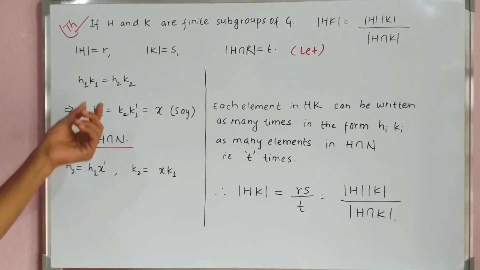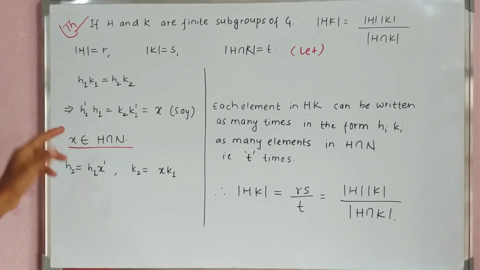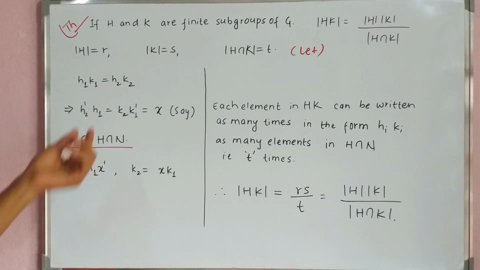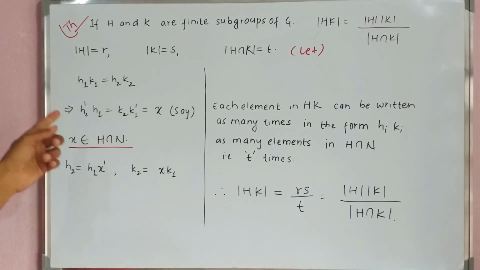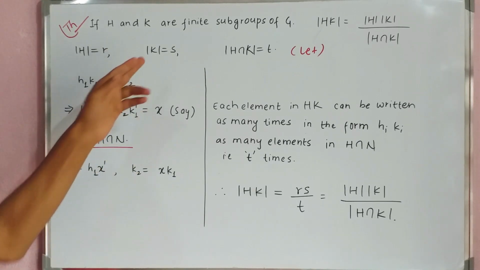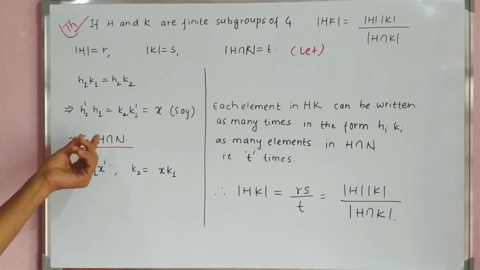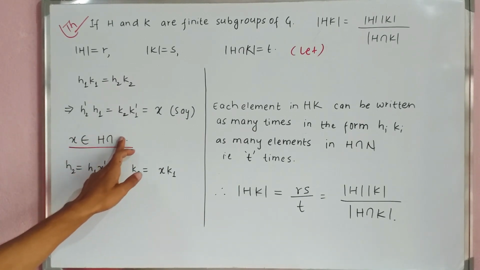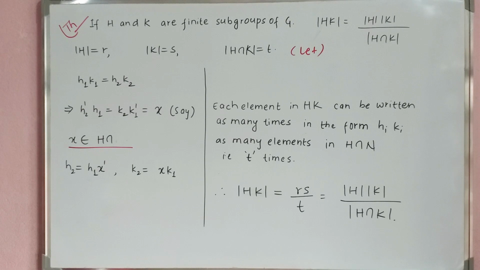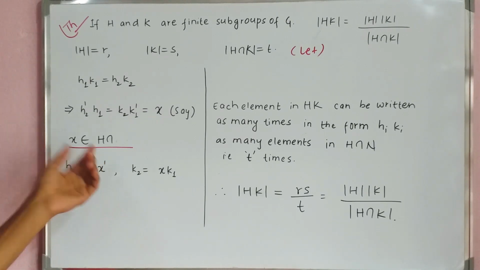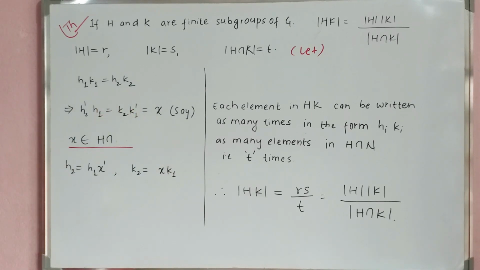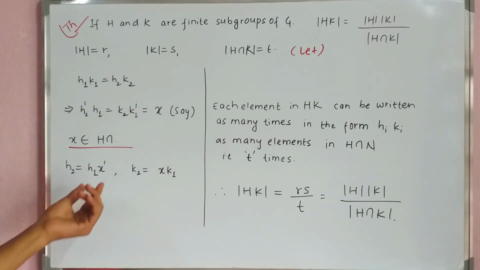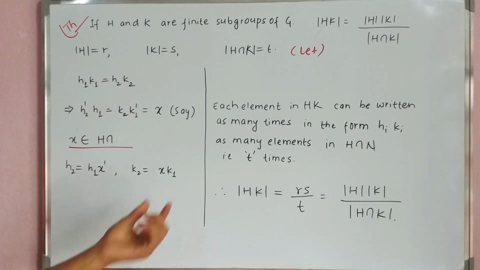Suppose h1k1 equals h2k2. This implies h2 inverse h1 equals k2 k1 inverse, which equals x, suppose. Now h2 inverse h1 belongs to H, and k2 k1 inverse belongs to K. So x belongs to H intersection K. This shows h2 equals h1 x inverse and k2 equals x k1, from this line. So h2 can be written in this form and k2 can be written in this form.